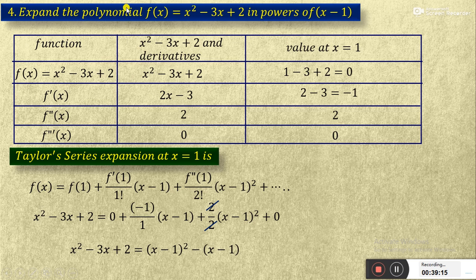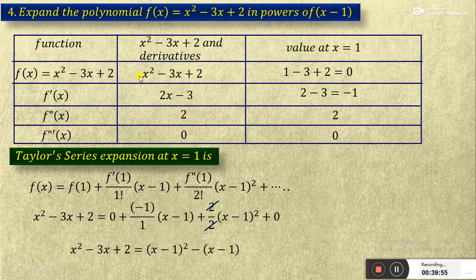Next problem. Fourth problem: expand the polynomial f of x equal to x square minus 3x plus 2 in powers of x minus 1. So the function is x square minus 3x plus 2, and we need the derivative values at x equal to 1. Here there is no differentiation for the first term, I just substitute x equal to 1, because in powers of x minus 1, we take x minus 1 equal to 0, which means x equal to 1. So I substitute x equal to 1 for all the values.